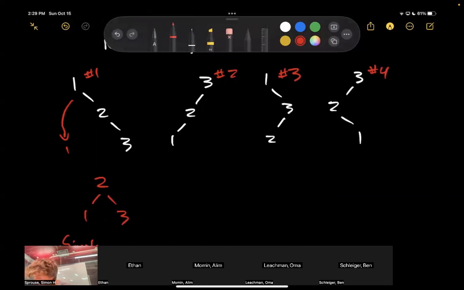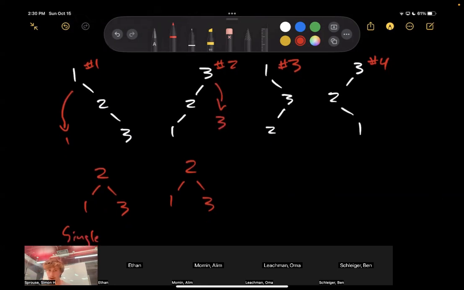And then, again, on the right, if we know we're going to converge upon this tree right here, well, clearly we must move three, which is the node that's out of place here. We've done one rotation and it's on the right. So this is your single right rotation.